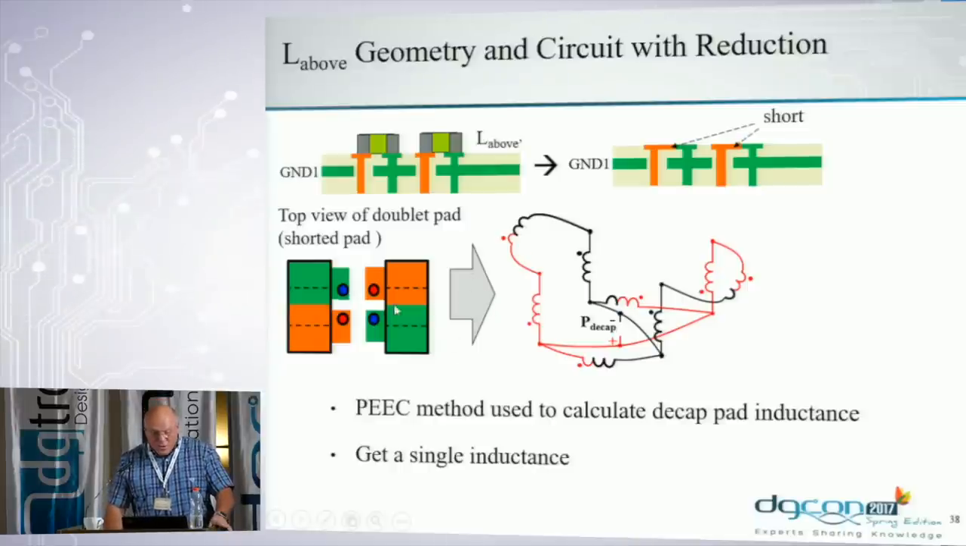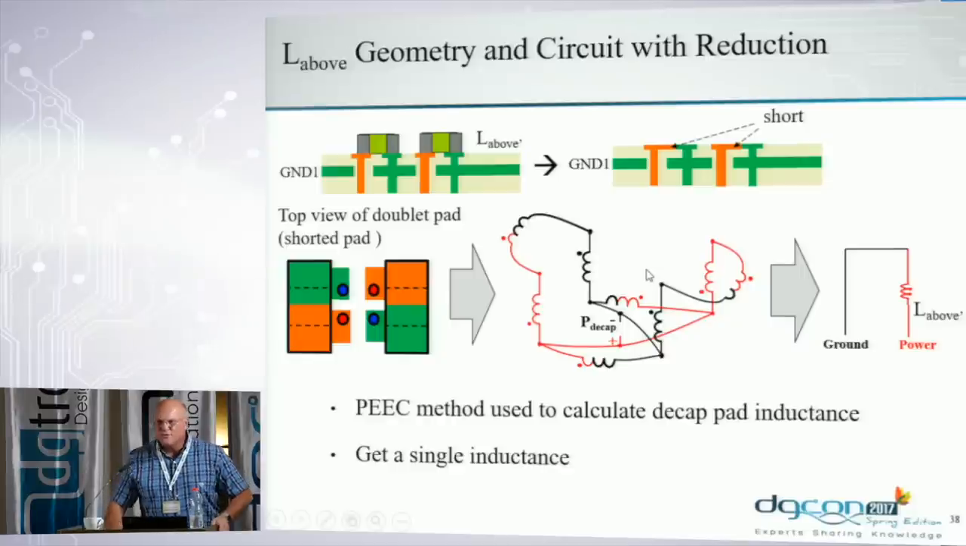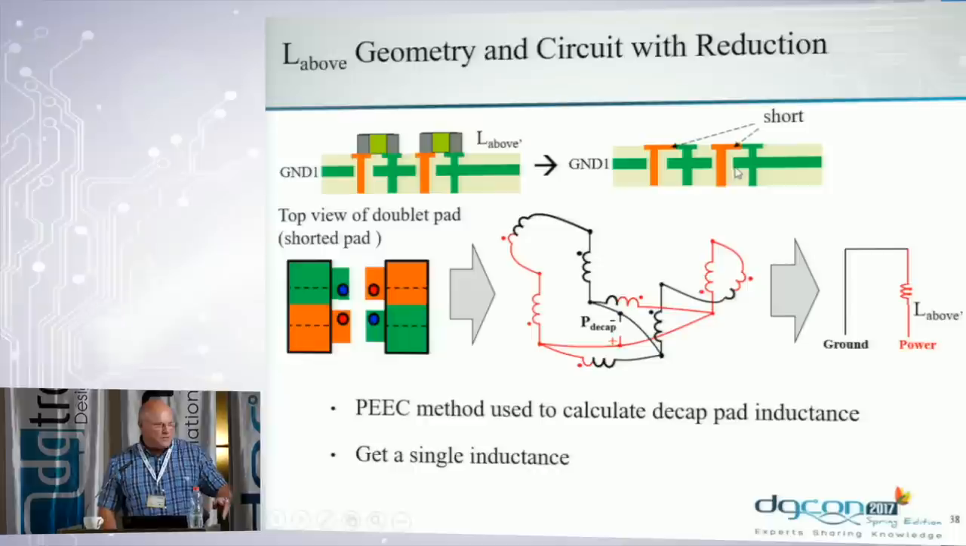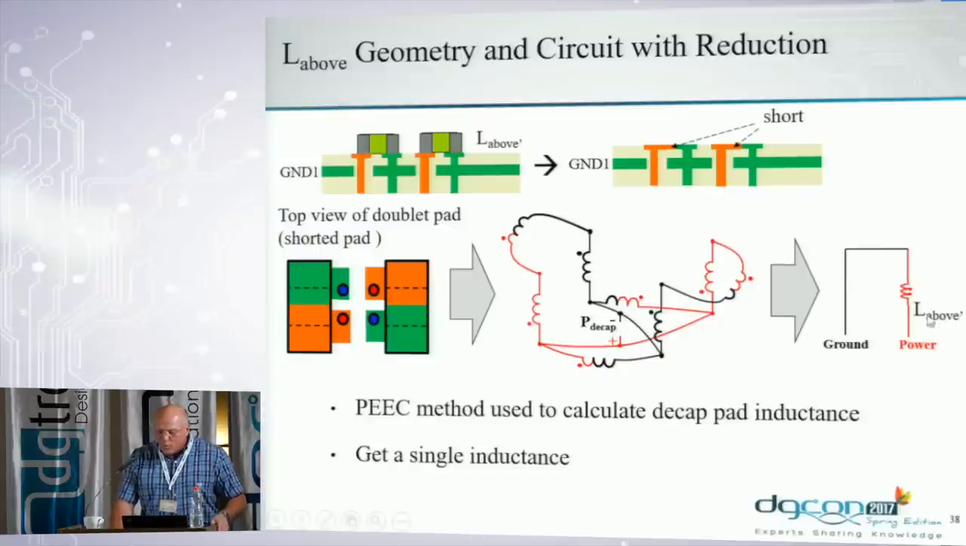Now, when you look at something like the doublet, we have all these current segments. We have all the self and the mutual inductances, which is complicated. But we can combine inductances. If you remember back to your formal education, this is the thing that we did. We combine all these inductances, and what we really want is just one number. So we use network reduction, and we get one number for this L above.